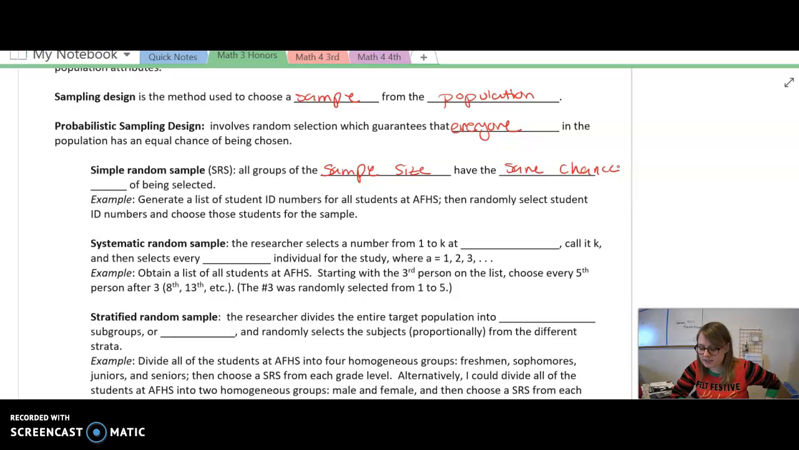Alright, and then we have systematic random sample. The researcher selects a number from 1 to k at random, keyword random, call it k, then selects every k plus a-th, nth individual for the study, where a is 1, 2, or 3. An example would be at the airport when they select you for a random sample. They just kind of take one number at random. Doesn't know who it is, but it'll always be random.